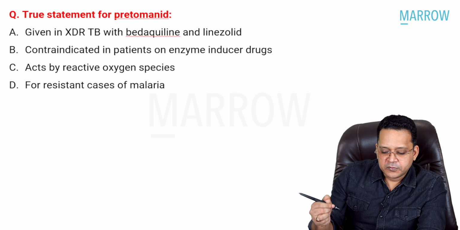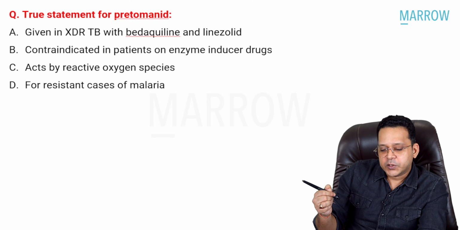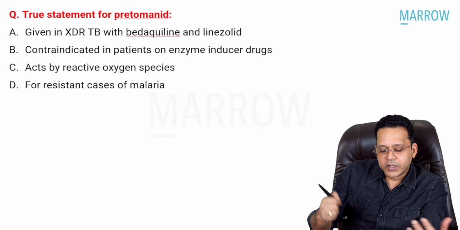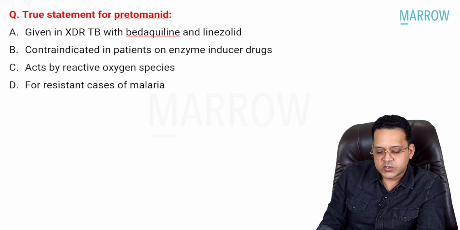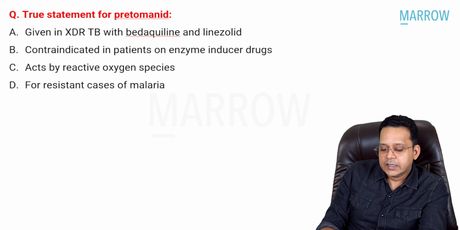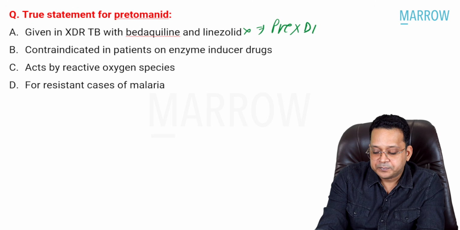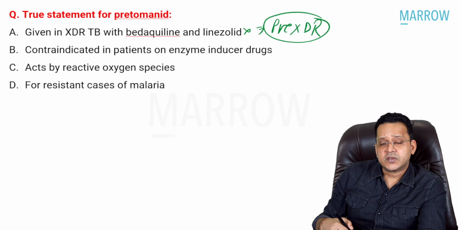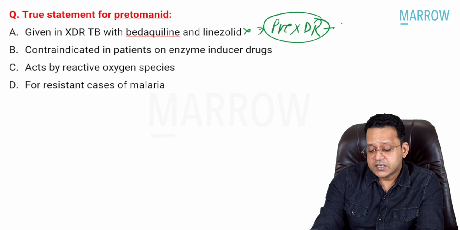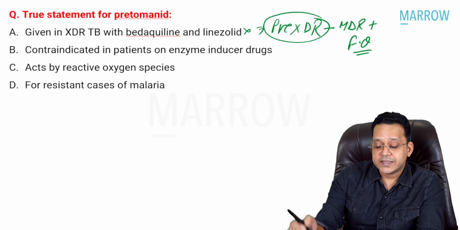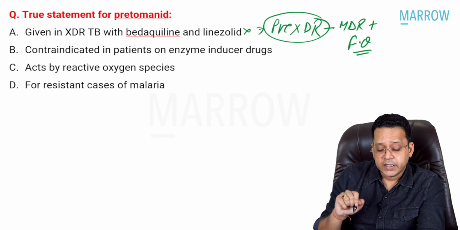All right, true statement for pretomanid, a new drug for TB. Look at the options. Let us find out. Given for XDR TB with bedaquiline and linezolid. No, this is wrong. It is not given for XDR. Rather, it is given for pre-XDR. Pre-XDR is MDR plus fluoroquinolone resistance. MDR plus fluoroquinolone resistance is called pre-XDR, not XDR, right?